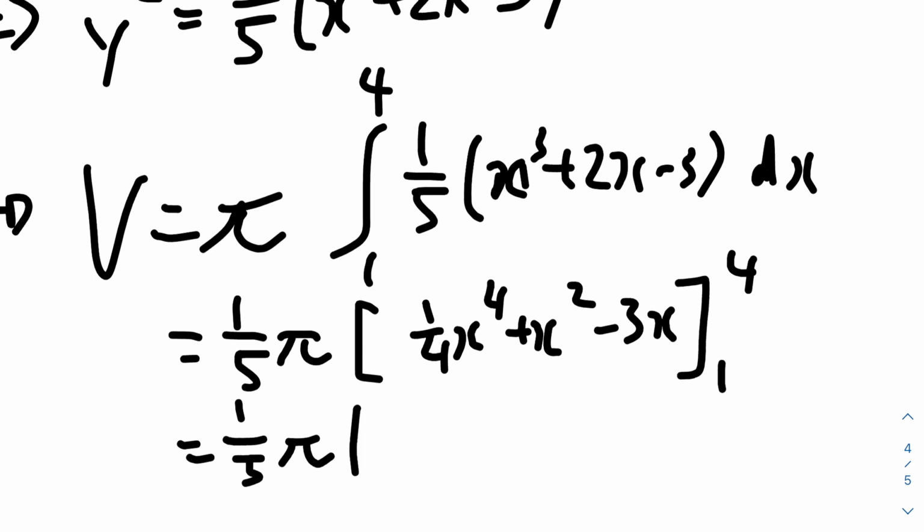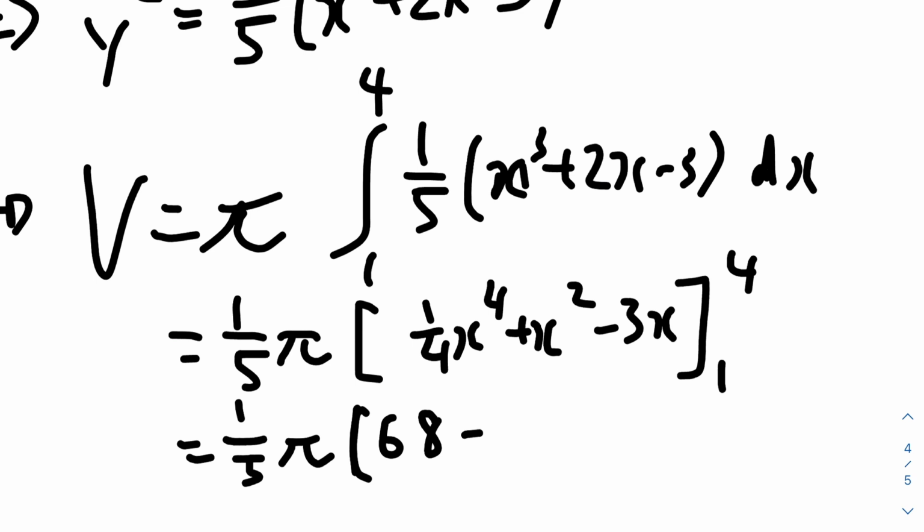So substituting x equals 4, it'll be 1 over 4 times 4 to the power 4 plus 4 squared minus 3 times 4. That gets us 68. So 68 for the first value, minus the second value, which is when x equals 1. So 1 over 4 times 1 to the power 4 plus 1 squared minus 3 times 1, that gets us minus 7 over 4.